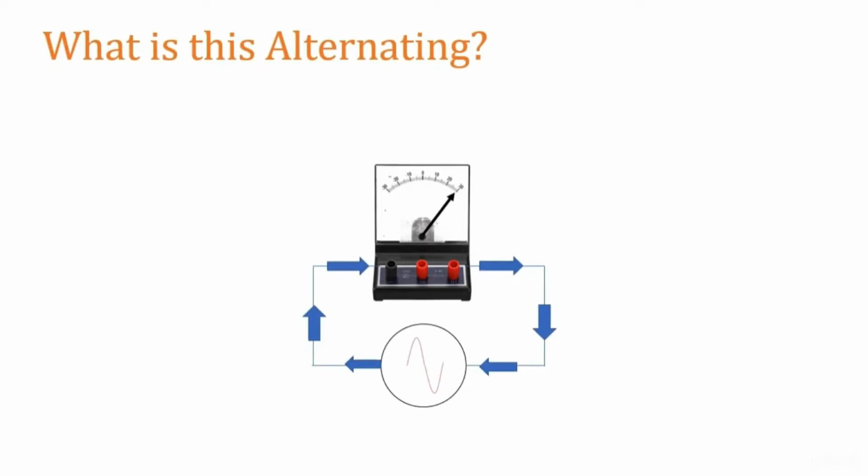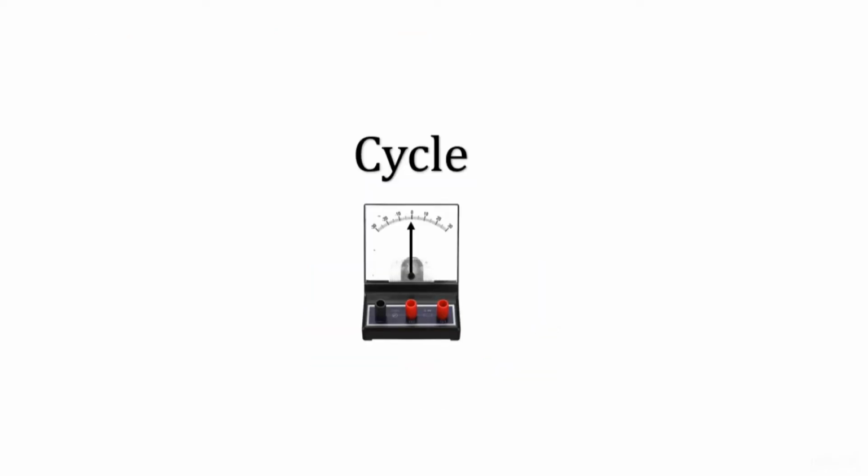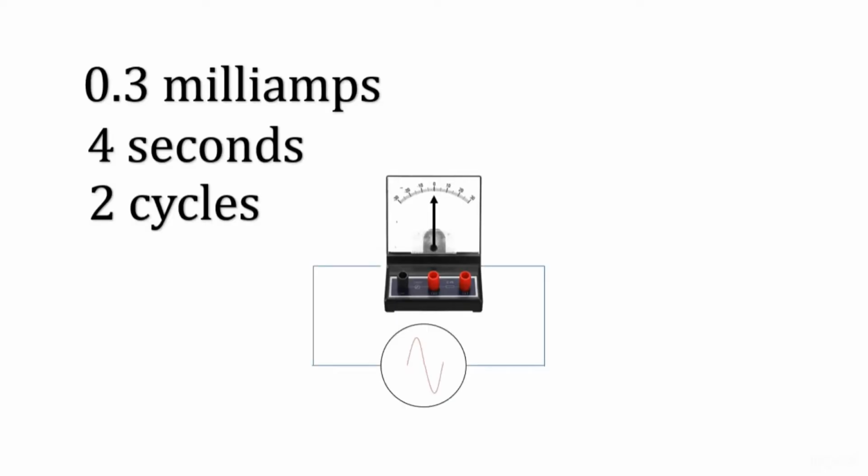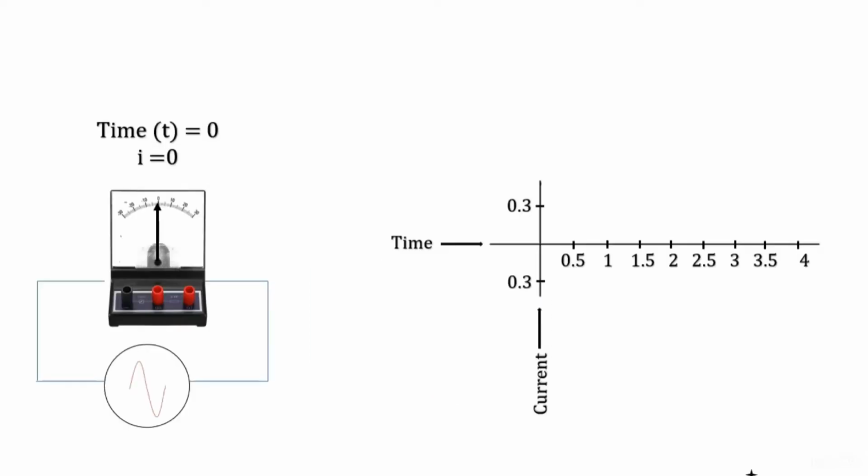This has some cycles. One cycle means when the needle moves from center to right, from right to left, and from left to center again. Consider an AC current of 0.3 milliamps supplied to a galvanometer for 4 seconds, and it took 2 cycles. So the time taken for each cycle is 2 seconds.